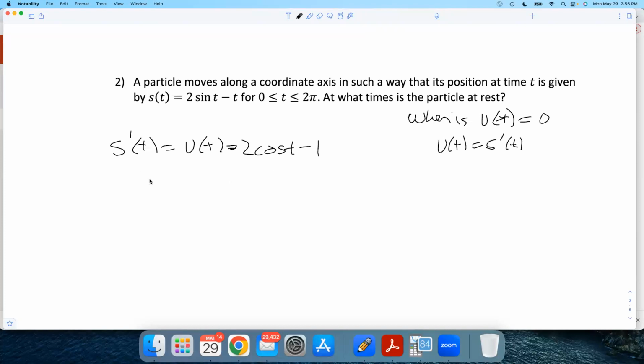I want that equal to 0. So I want twice cosine of t minus 1 equals 0. So that's 2 cosine of t equals 1, or cosine of t equals 1/2. Now, if you know unit circle and you've got that memorized, you can just bust these out. I prefer to use reference triangles. But you might have this question on a test. You ain't got time to redraw all of unit circle to figure this out.